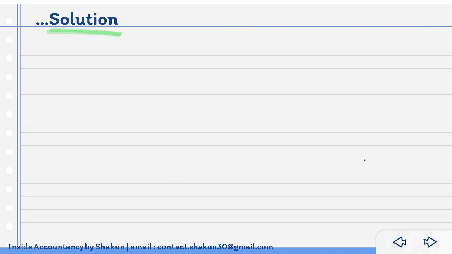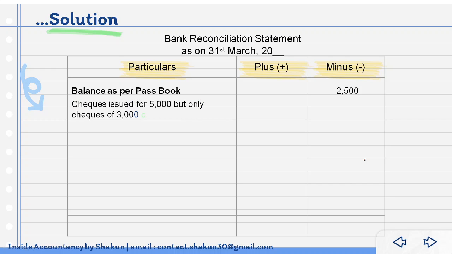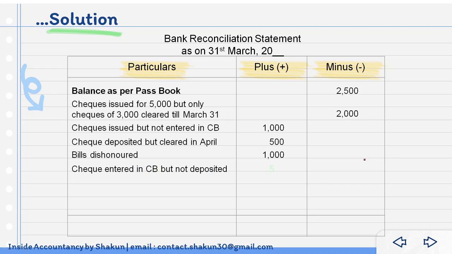So let's have a look at the solution. Again, the format is very, very important. We had the balance as per passbook, which was a negative balance. So we write it in the minus column. Then the various transactions respectively will be shown in the bank reconciliation statement. We have discussed which transaction has to be in the plus column and which transaction has to be in the minus column. Respectively, I have put all these items in the bank reconciliation statement as you can see.